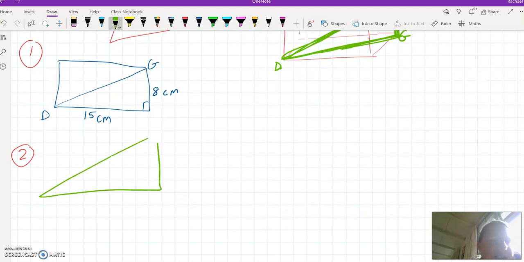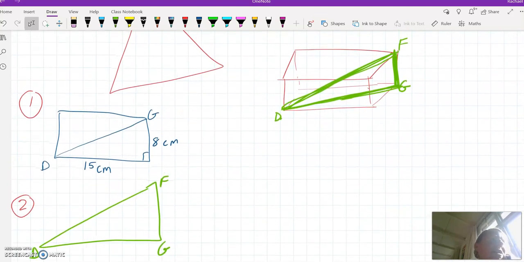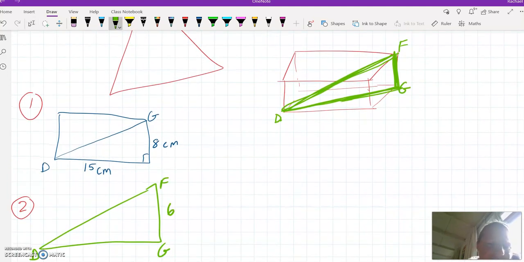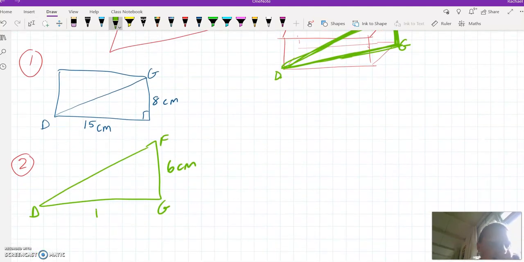So here it is there, DG. DGF? Well, we already know that we've got 6 centimetres. How do we know that that's 6 centimetres? Oh, yes, that's written on the thingy. So, yep, we've got 6 centimetres for FG. And you've just worked out in part 1 that that was 17 centimetres. How do we know it's a right angle? How do we know it's a right angled triangle?